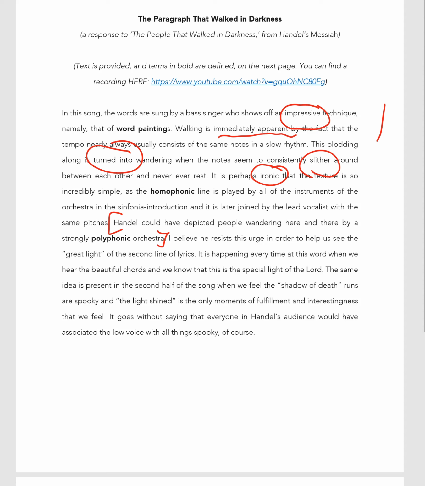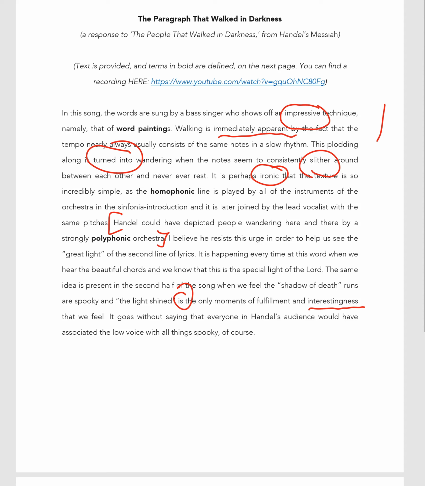Same idea is present in the second half of the song, when we feel the shadow of death runs are spooky, and the light shined is the only moments of fulfillment and interestingness that we feel. So there are several mechanical problems here. This should be the light shined are the only moments, because there are two of them. Interestingness, I mentioned at the beginning of the video.